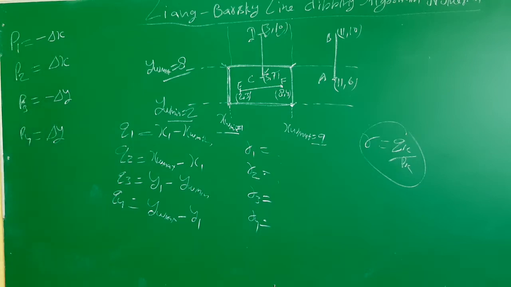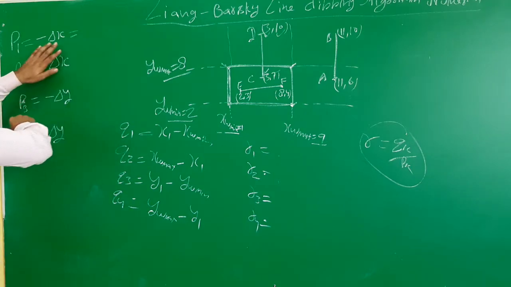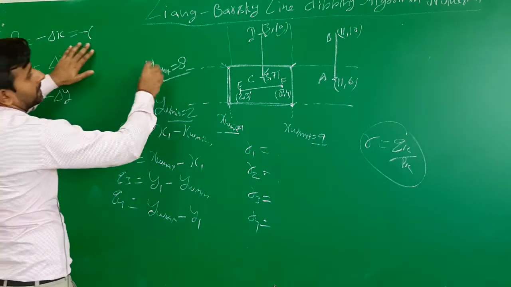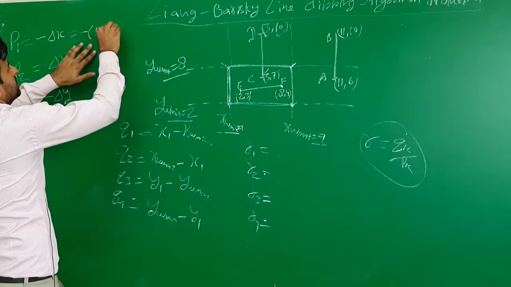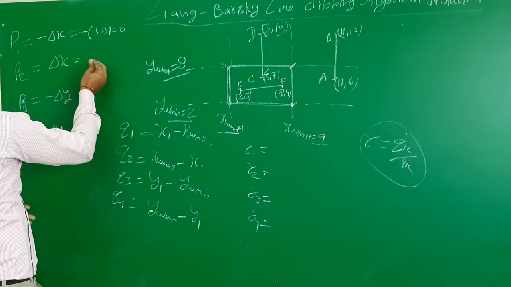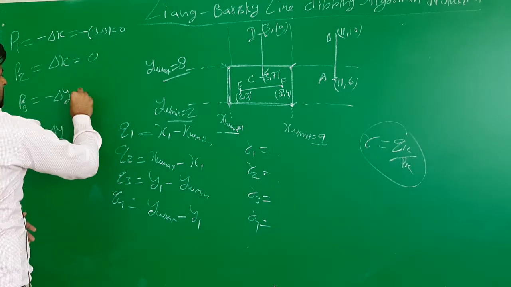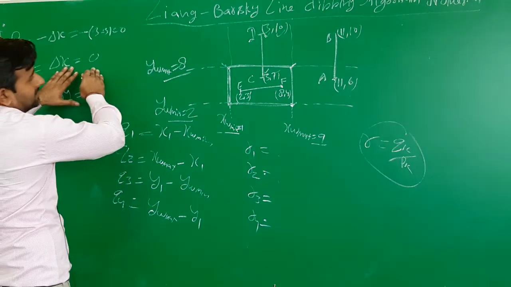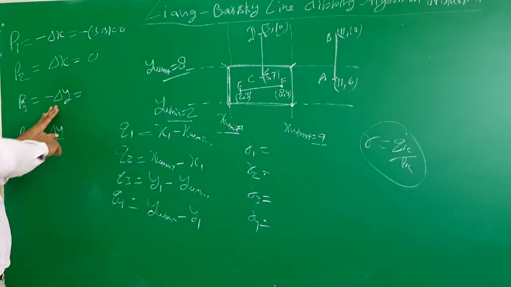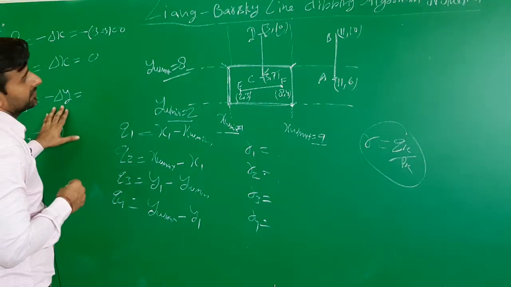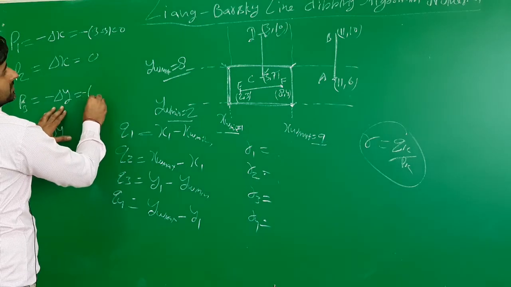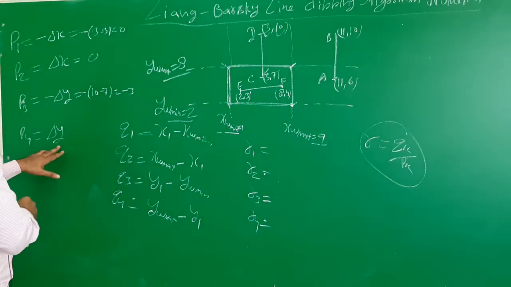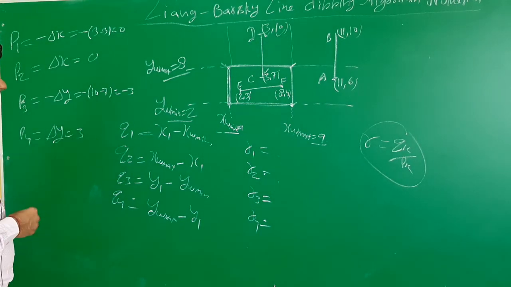Okay, let's find P1 equal to minus delta x, which is minus 3 minus 3 equal to 0, P2 is delta x, P3 is minus delta y, P4 is delta y. These values depend on delta x and delta y. Now we will find delta y. Delta y will be 10 minus 7 equal to 3.